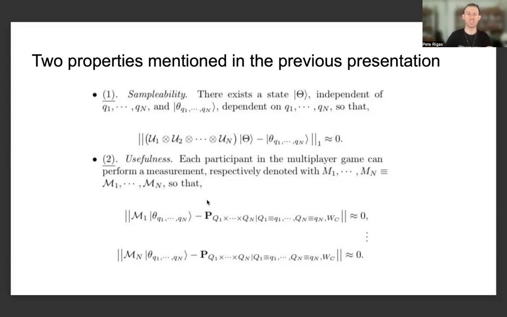as well as the usefulness property, which states that each participant in the multiplayer game can perform a measurement respectively denoted script 1 up to script big N, such that performing a measurement on the state ket of little theta that we introduced in the previous property for the sampleability condition, minus the conditional probability that the players can win given that they're responding to questions little q sub 1 up to little q sub n, is approximately 0. And this norm condition can hold for all of the types of measurements that the players can provide to the state ket of little theta.